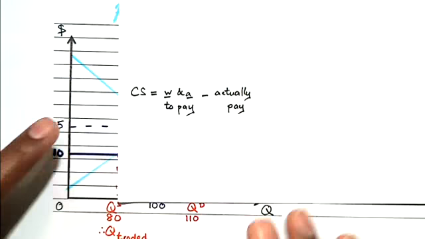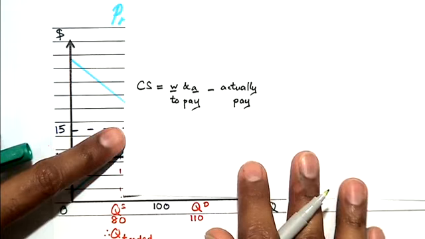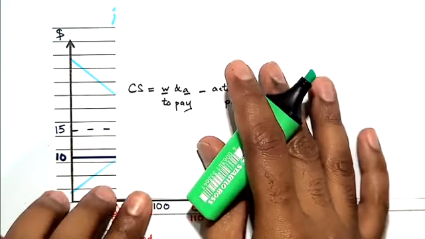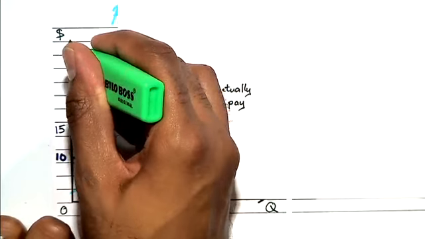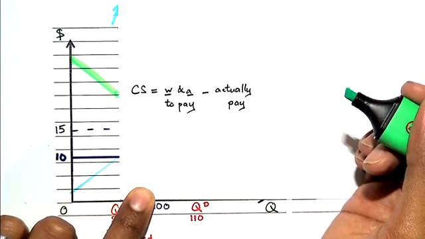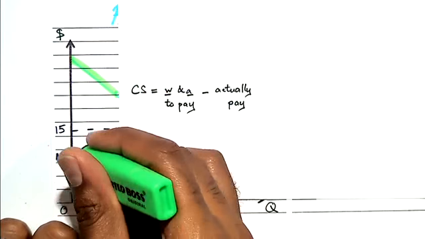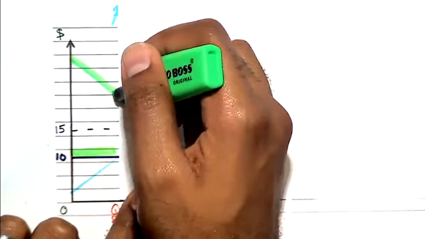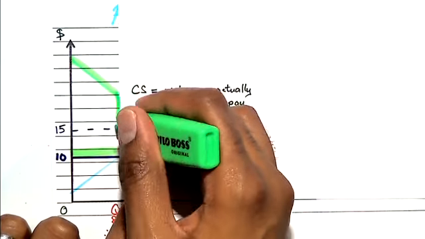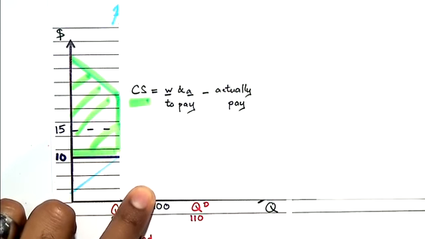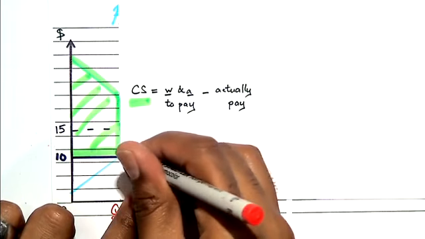Which curve denotes willingness and ability to pay? Demand. Very good. How much do consumers actually pay? 10. The difference between how much they're willing and able to pay and actually pay is consumer surplus. So that area represents consumer surplus.